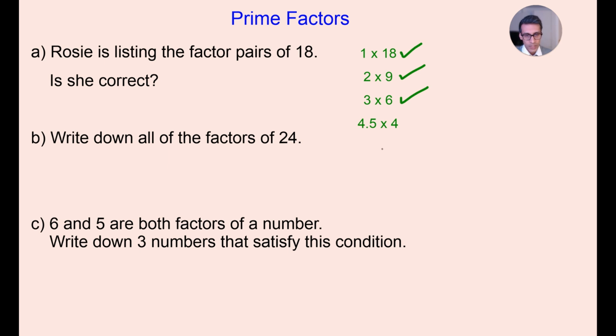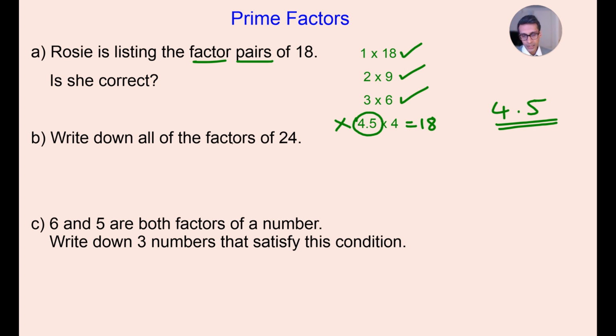4.5 times 4 is correct in terms of it giving you 18, but it's not correct in terms of a factor pair. It is a pair, but you can't call 4.5 a factor. 4.5 is not a natural number. It's a decimal, so we don't count this. So she's correct for the first three, but not for the last one.